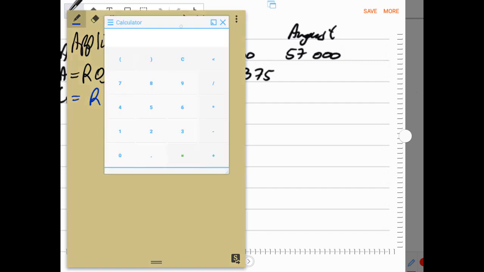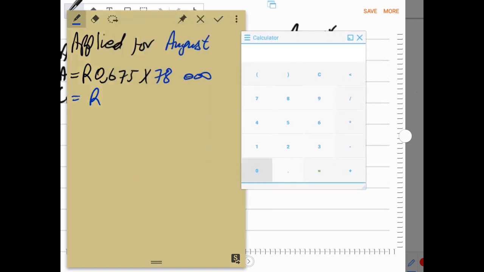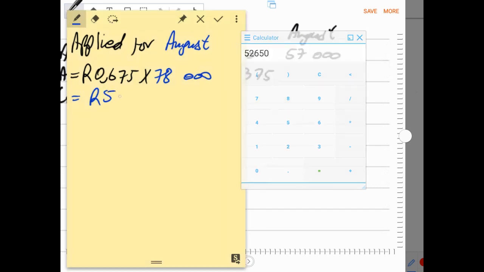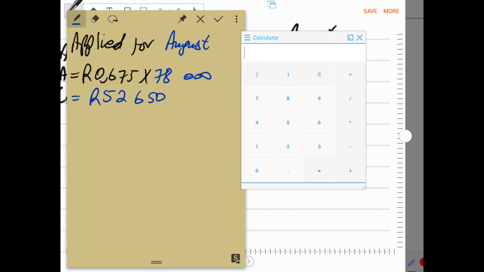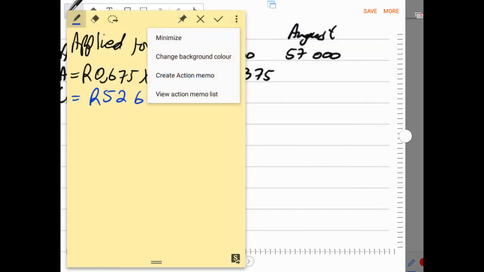This will give us a total of 0.675 times 78,000 units. It will give us 52,650. So now I've discovered the way that I wanted to use before.